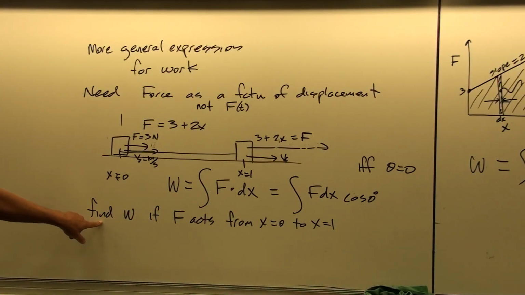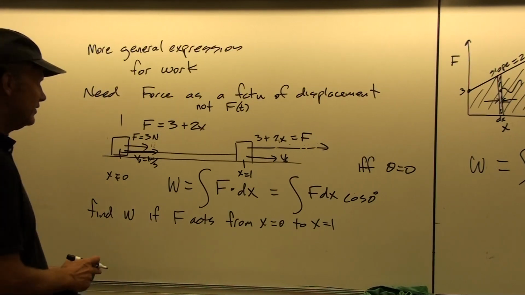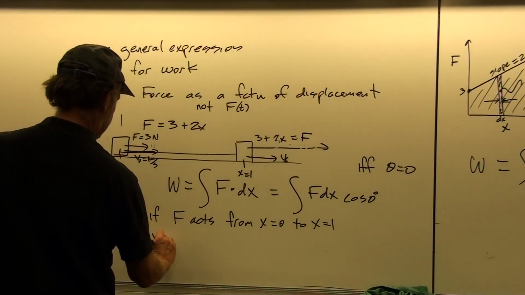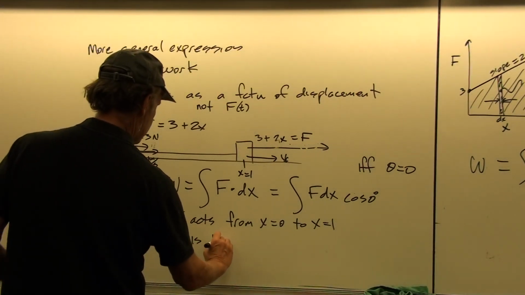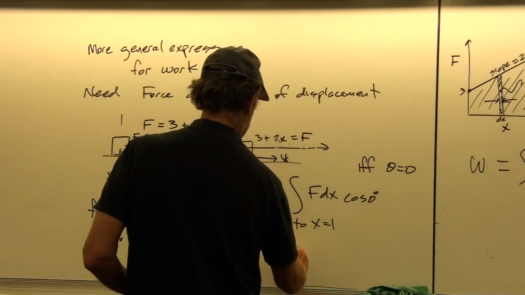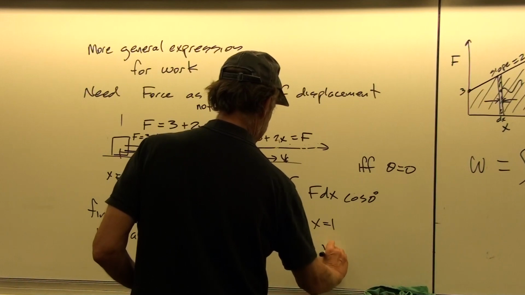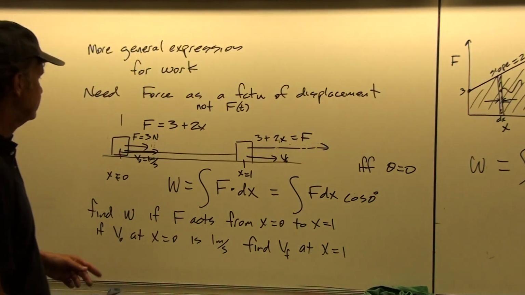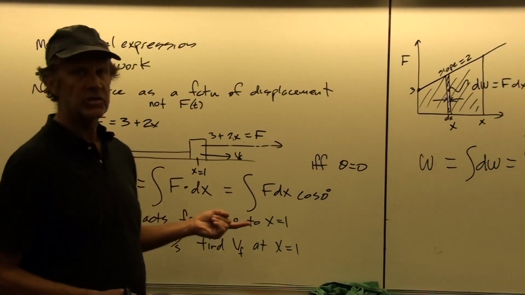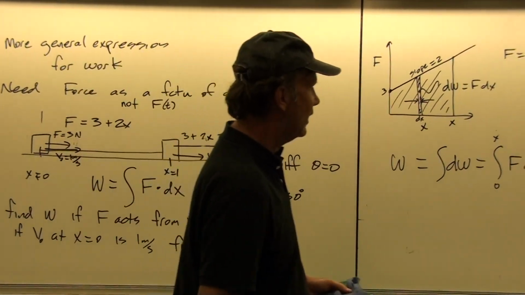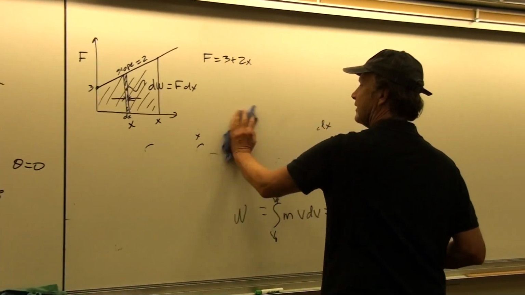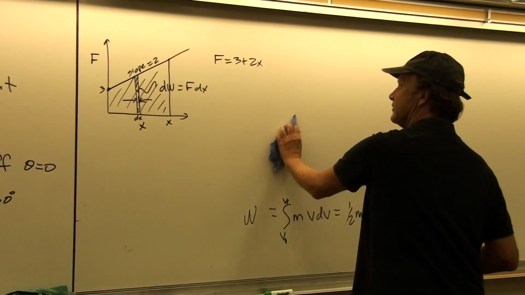We'll find the work if the force acts from x0 to x1, and then if v naught at x equals 0 is 1 meter per second, let's find v final at x equals 1. Okay, so first we'll find the work, then we'll set that equal to the change in kinetic energy and solve for the final velocity. Analogous to what we did before, but in this case with a variable force.